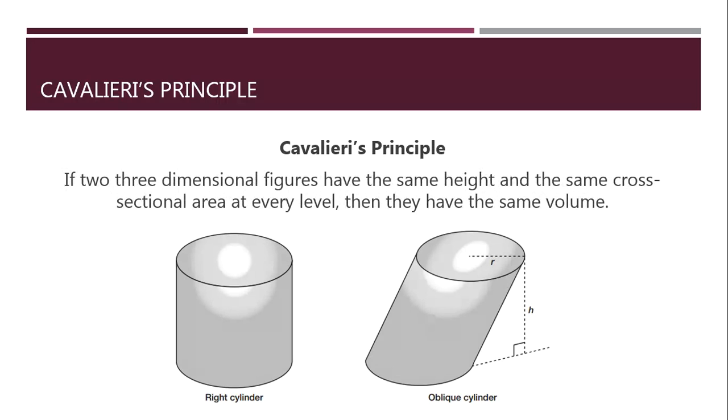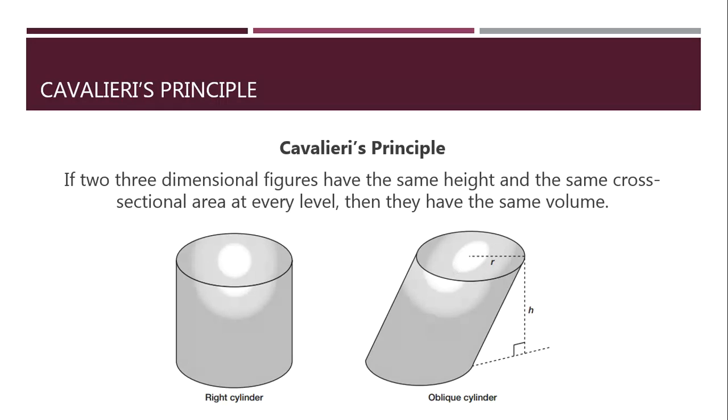And the whole idea is that if two three-dimensional figures have the same height and the same cross-sectional area at every level, then they're going to have the same volume, whether it's a right cylinder or an oblique cylinder, or a right prism or an oblique prism. Remember yesterday we talked about how oblique meant that it was leaning a little bit? They're still going to have the same volume.